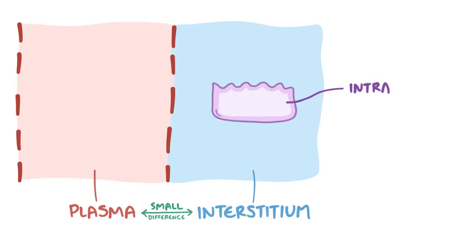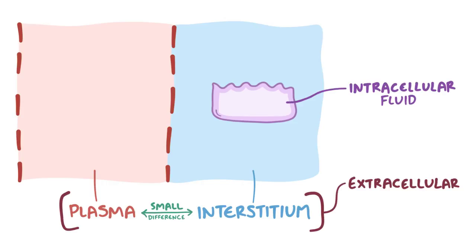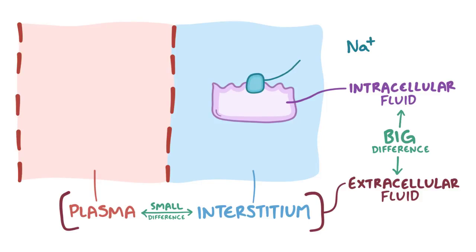But the difference between intracellular fluid and extracellular fluid is pretty large, and this large difference is physiologically important. For example, sodium-potassium ATPases help to establish a high concentration of potassium inside the cell and a high concentration of sodium outside the cell. Establishing these differences between intracellular and extracellular environments is incredibly important for allowing cells like neurons to fire action potentials, among many other functions.